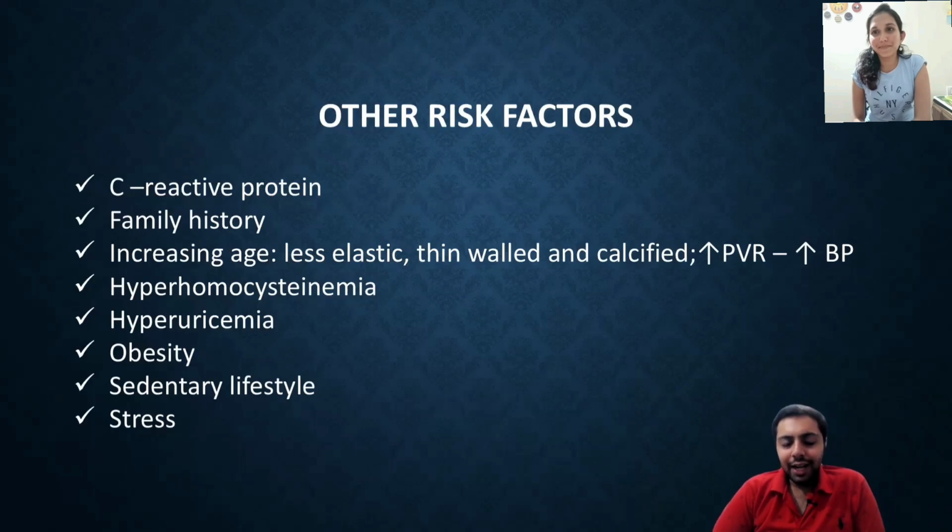With increasing age, what happens? The elasticity of the artery wall decreases, it becomes less elastic, thin walled, and calcified. Again, there will be increasing peripheral vascular resistance in high age groups, which will again lead to increased BP. And if there is increased BP, there are high chances of vessel wall damage. And again, vessel wall damage will lead to inflammation, and all that process of inflammation will cause deposition, platelet deposition.